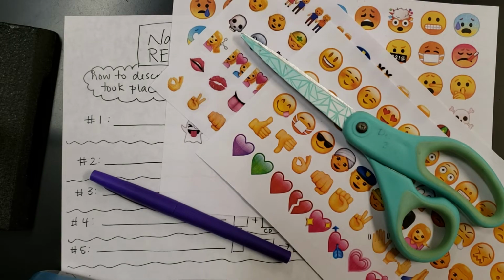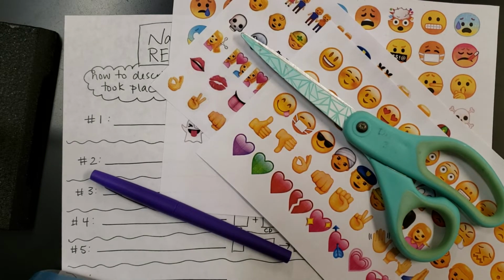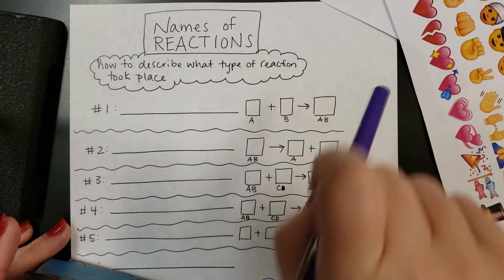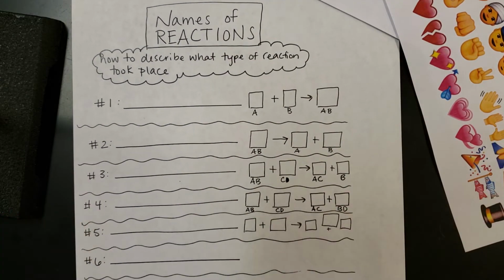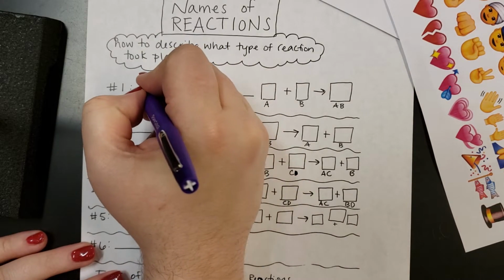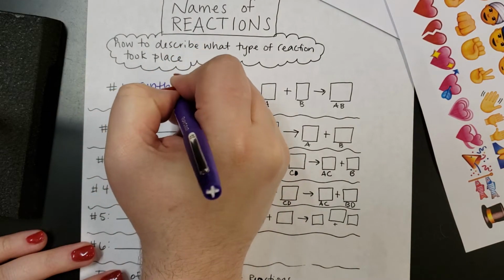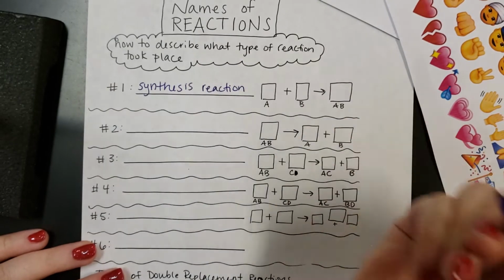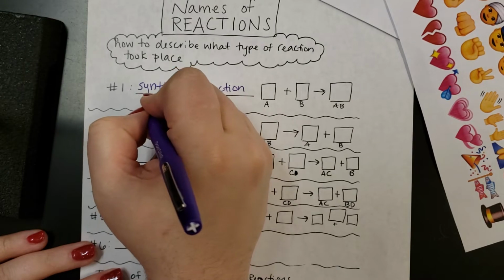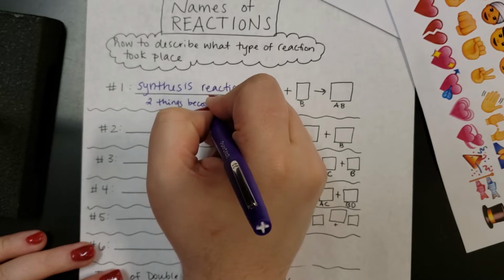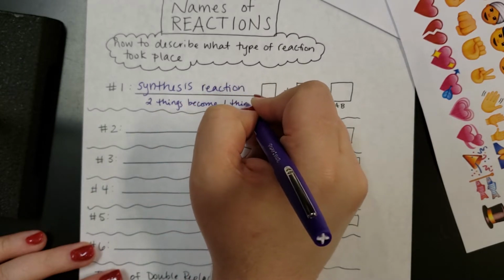Okay, so the first thing that we're going to do is write in the names of the different types of reactions, and then we'll add some emojis to illustrate what those names mean. All right, so number 1, the first and the most common type of reaction is a synthesis reaction. It means you have 2 things become one thing. Super easy.